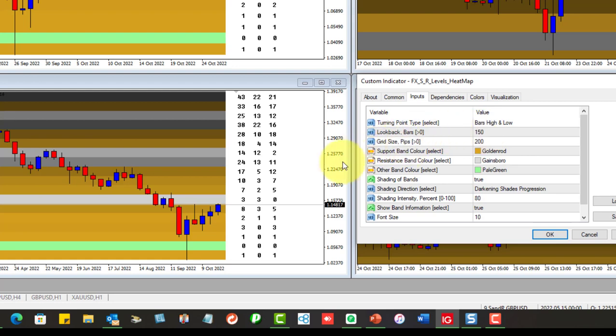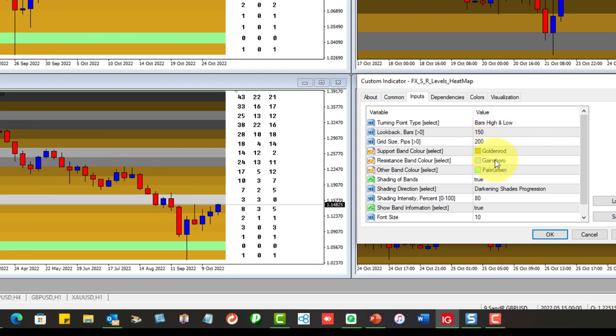Then the grid size, which is actually the size of those zones. Because this is the weekly chart, the grid size that I'm using here is 200 pips, but you can manipulate that. You can look at the chart and change that reading and say, oh, I like that particular reading for that particular chart.